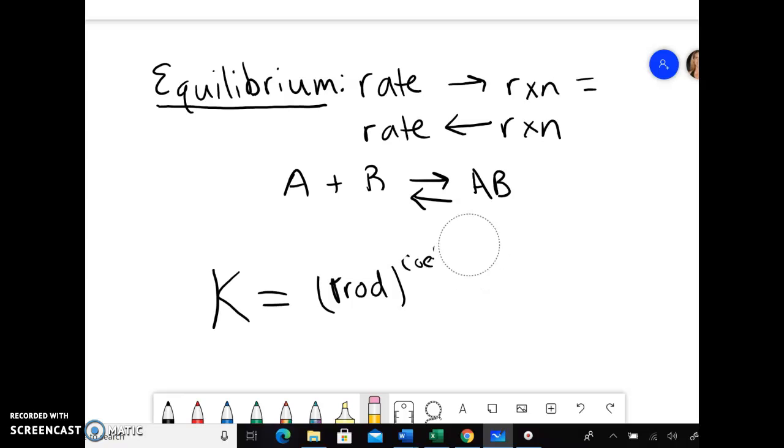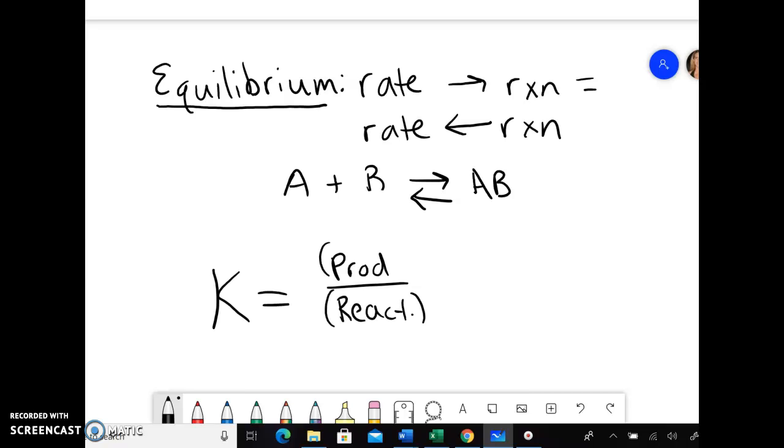Let me erase some of this. Okay, so products on top, reactants on the bottom, and you're going to raise both of these to the power of their coefficients. So in the balanced reaction, if it has a coefficient, it's going to become an exponent.